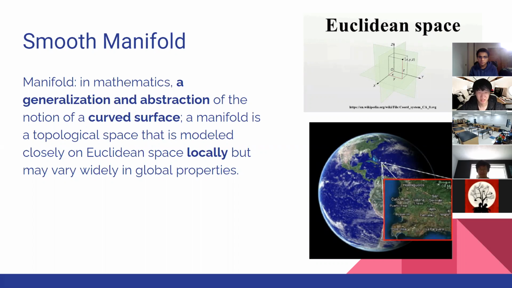A 1D Euclidean geometry is just a line, and 2D is a plane. 3D is like a 3D space, right? Because it's locally like a Euclidean space, this is called a manifold. The surface of the Earth is actually a 2D manifold, even though it's curved, but locally it looks like a Euclidean space. So this is something really interesting in manifolds.